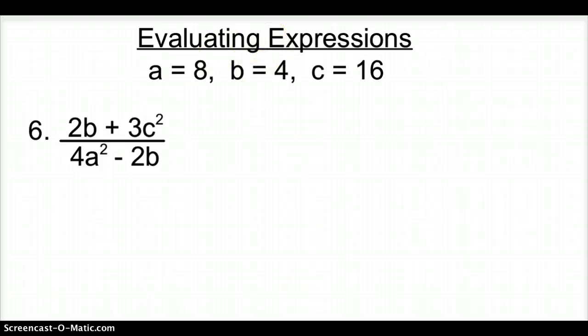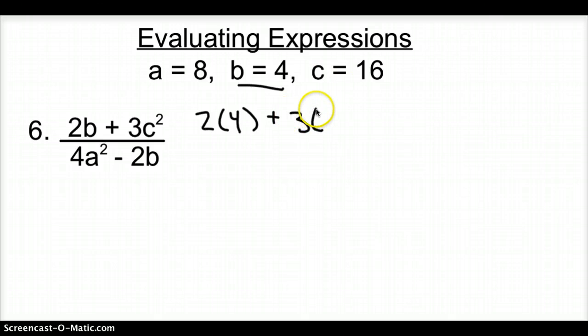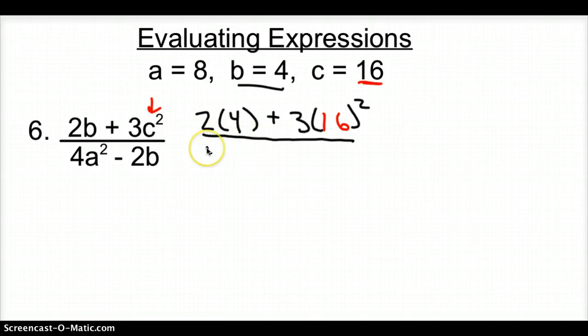I'm going to start with B here, and so I go 2 times, and then we see a B. Well, what is B? It's 4. Then I'm going to close that up, plus 3 times, and what goes in for C? What goes in for this C? This 16. So I put in 16 in for C. I close up my parenthesis. I square it. And that goes all over top of 4.